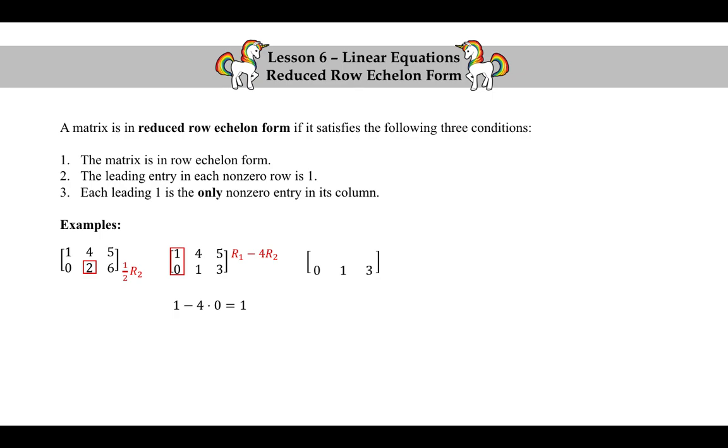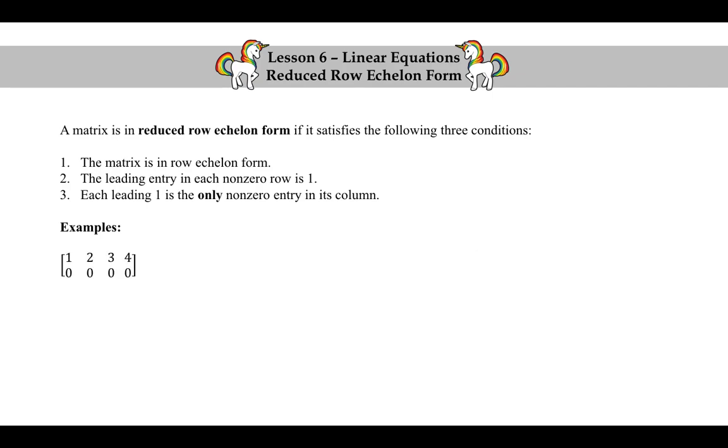We have 1 minus 4 times 0 equals 1, and we place that as the first entry of that first row. For the second column, we have 4 minus 4 times 1, which is 4 minus 4, which is 0. And we go ahead and put that as the second entry of the first row. And for the third column, we have 5 minus 4 times 3 equals 5 minus 12, which is negative 7. And we go ahead and pop that into the third entry in the row. This corresponds to the solution, x equals negative 7, y equals 3.